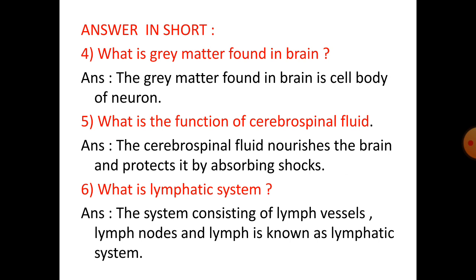Number 4, what is grey matter found in the brain? The grey matter found in brain is called cell body of neuron. What is the function of cerebrospinal fluid? The cerebrospinal fluid nourishes the brain and protects it by absorbing shocks. Number 6, what is lymphatic system? The system consisting of lymph vessel, lymph nodes and lymph is known as lymphatic system.